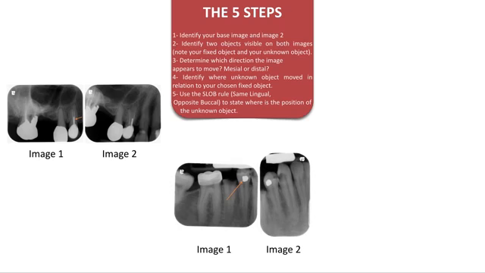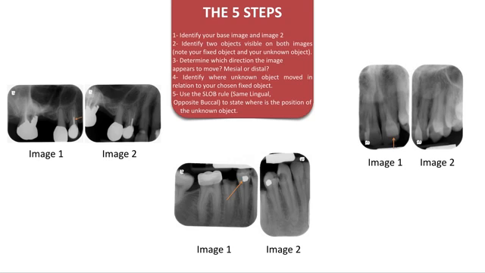In example 2, we are trying to find where the amalgam filling is placed on the lower right 4. Is it on the buccal or the lingual surface? Again, image 1 is our base image, the fixed object is the lower right 4, and the unknown is the amalgam filling. Image 2 appears to be moving mesially, and as we can see, the amalgam filling is moving away, or opposite to the horizontal shift. Therefore, using the SLOB rule, we can say the amalgam filling is placed on the buccal surface of the lower right 4.